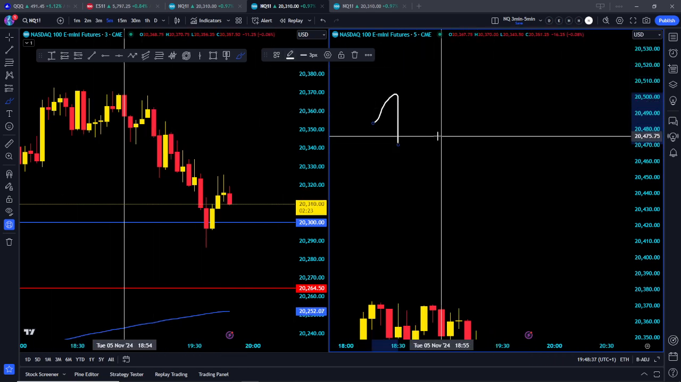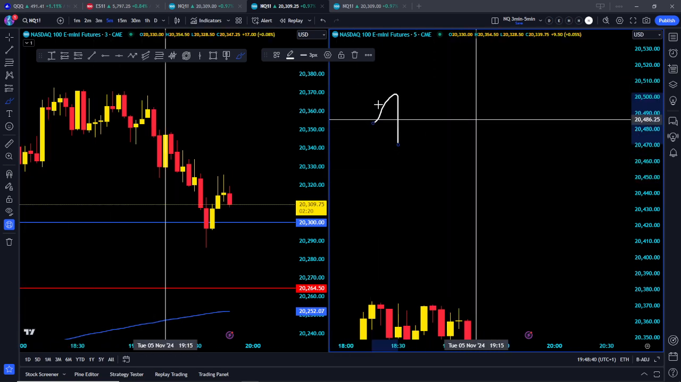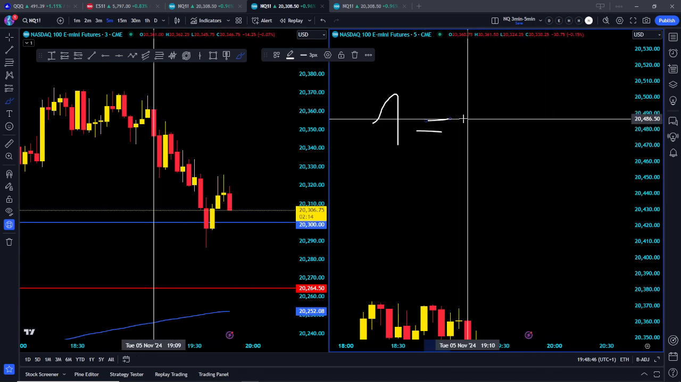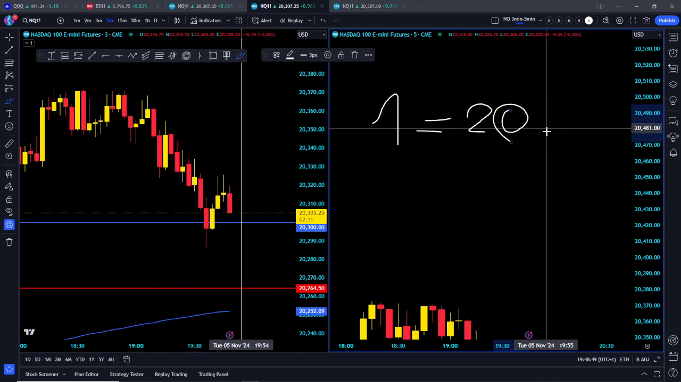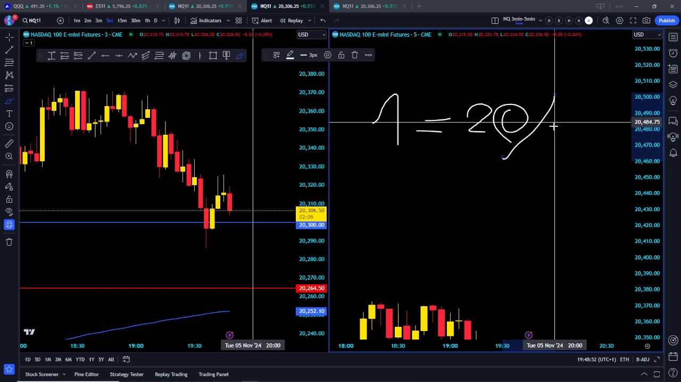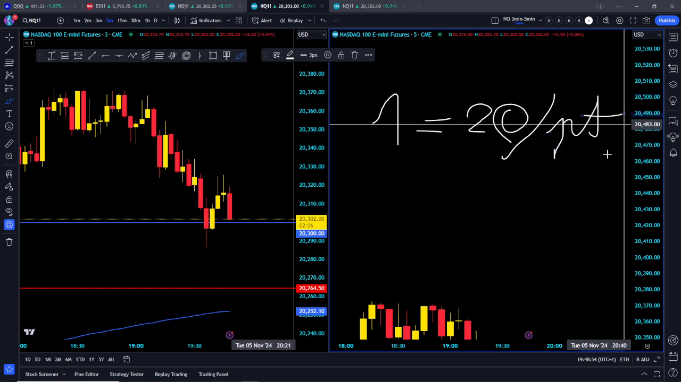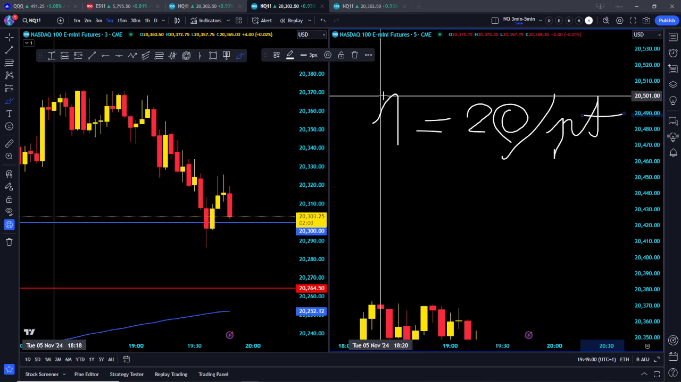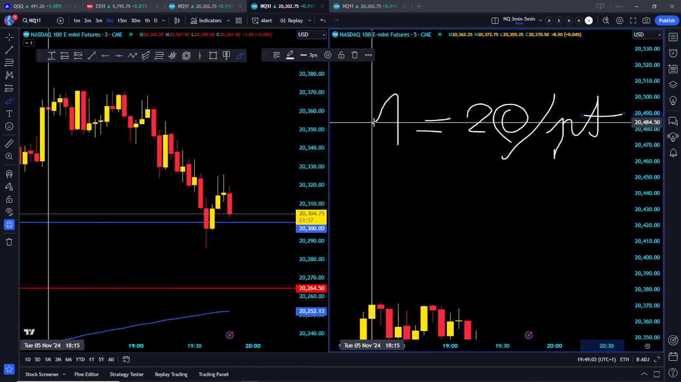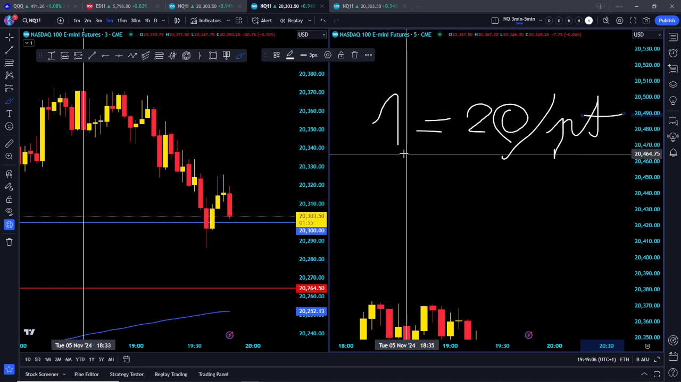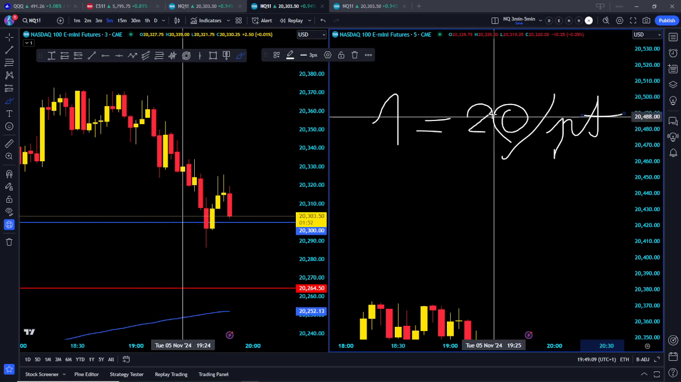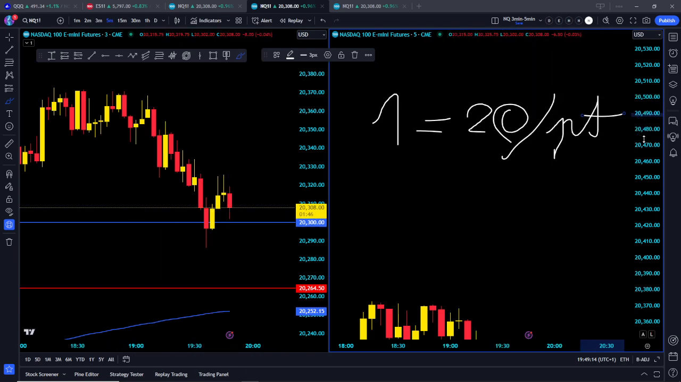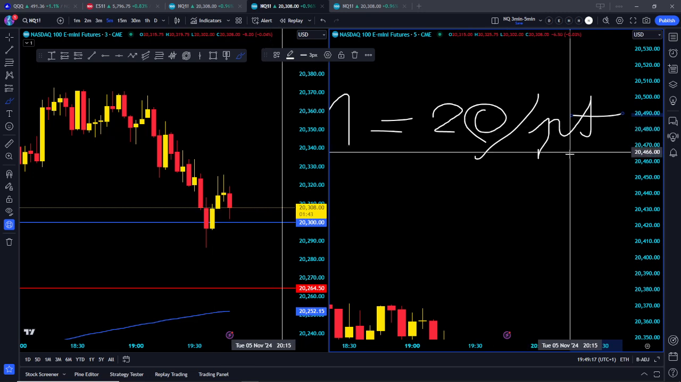Thing is, one futures contract on the Nasdaq equals $20 per point, right? So $20 per point. Which means that if you buy or sell one contract on the Nasdaq, you will be making or losing $20 per point, right? Per point, meaning, so what does it mean per point?